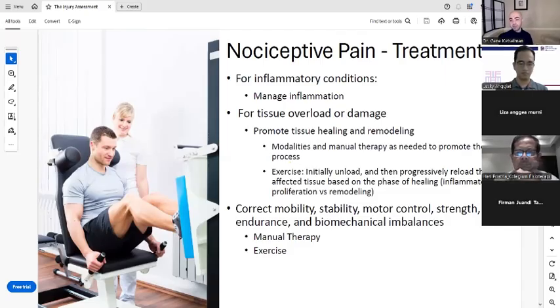Then finally, you're going to correct mobility, stability, motor control, strength, endurance, and biomechanical imbalances. That's where all of those factors that we've typically learned about come into play. So again, in our manual therapy program, we will teach all about how to improve especially mobility factors here. But there are also manual therapy techniques that can help for things like motor control. And then exercise is also used for all of these factors as well. All right, so that is how you will tackle these nociceptive pain conditions.